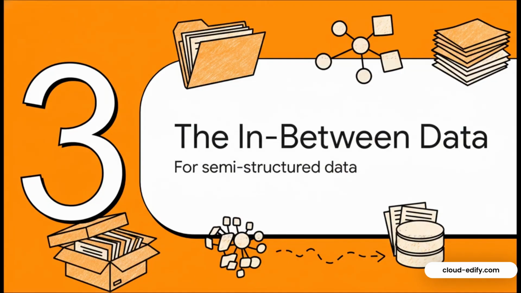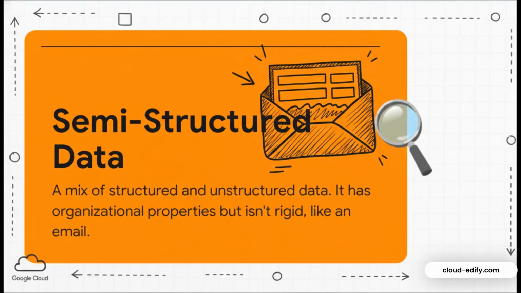Okay, so we've got our messy shoebox for random files and our perfect filing cabinet for tables. But you know, a lot of data in the real world is somewhere in between, right? This is what we call semi-structured data. An email is the perfect example. You've got the unstructured body of the message, but you also have structured bits, like the to, from, and subject fields. In our data house analogy, this is the desk drawer. You know, it's got some organization, but it's not as rigid as the filing cabinet.